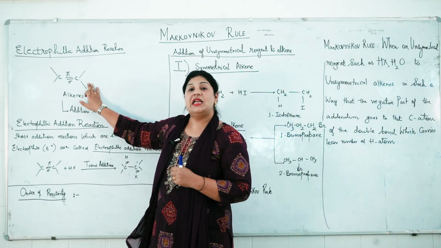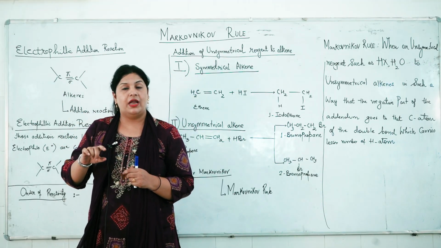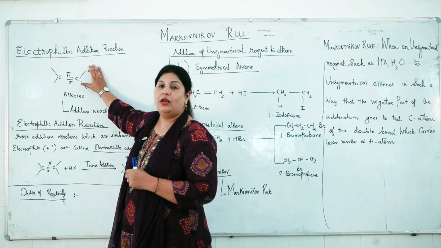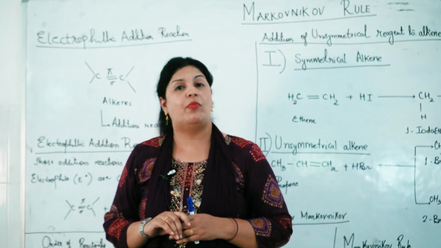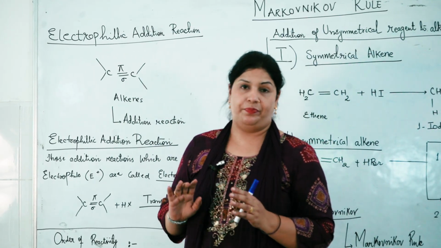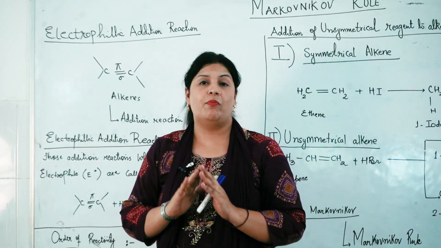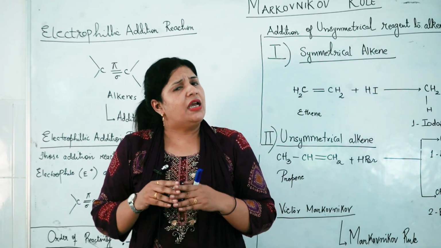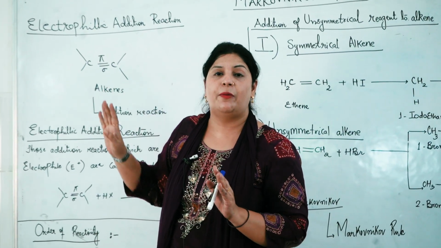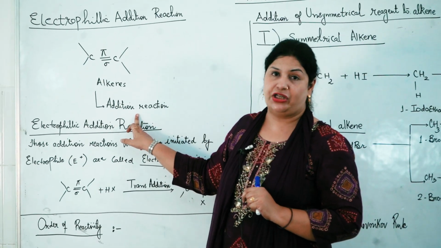Now see, alkenes are characterized by the presence of one pi bond and one sigma bond. Double bond contains one pi bond and one sigma bond. The pi bond present in the alkene is weak bond, but the sigma bond is a strong bond. That is why alkenes are considered to be electron rich compounds because of the presence of the pi bond, and that is why it undergo addition reaction.